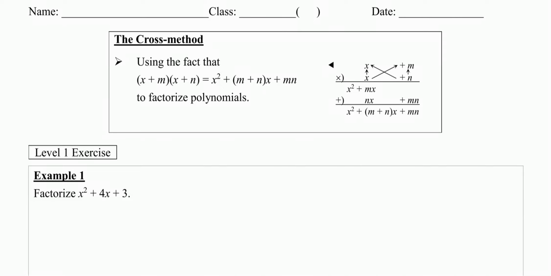This video tells you something about the cross method, which is another method to factorize polynomials. For me, I will try to use a few words to describe what the cross method is. Actually, you can just say the cross method is the process or method of trial and error.